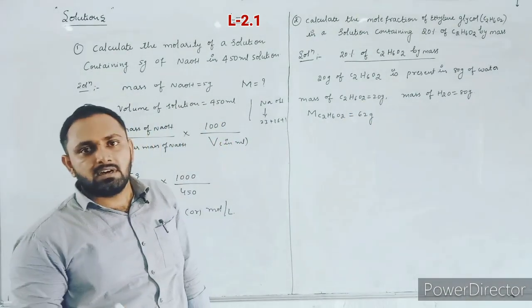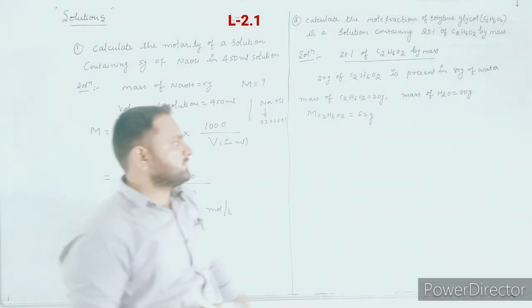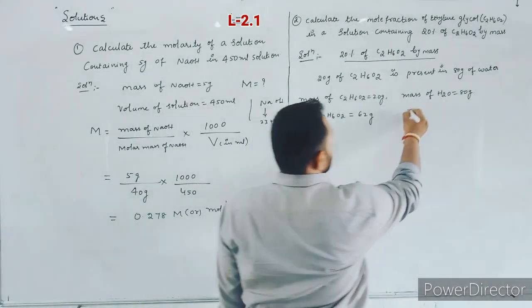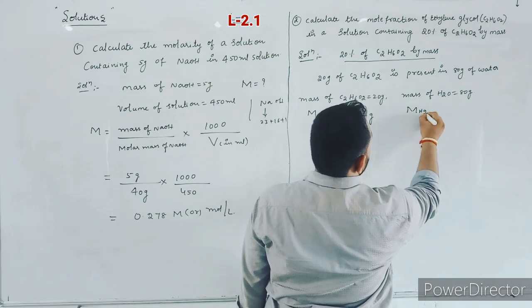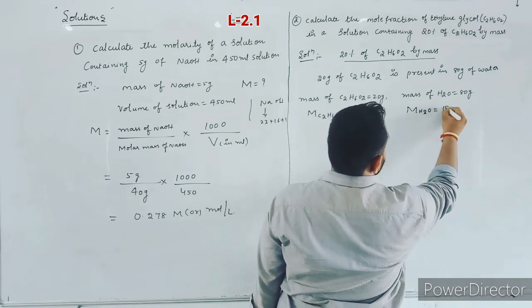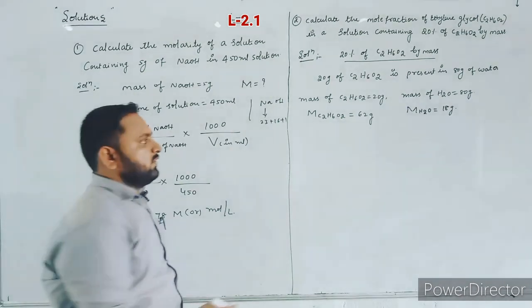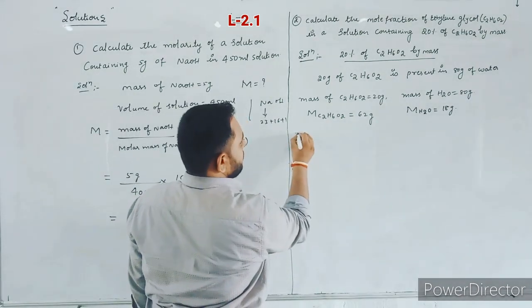30 plus 32, 62 grams. This is the molar mass of ethylene glycol. Next, let us write the molar mass of water. Here, what is the molar mass of water? 18 grams.